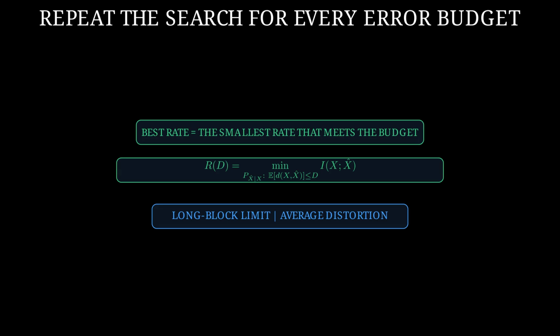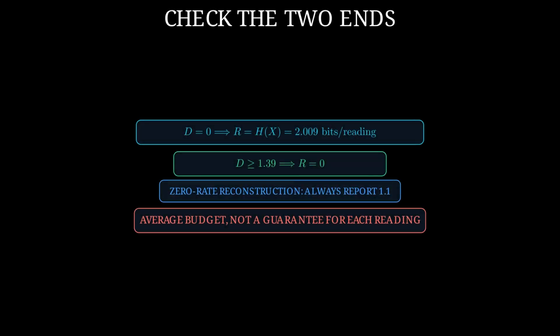Its compact notation appears on screen. In the long block limit, it is the least rate compatible with the chosen average error budget. The formula states the same search by minimizing the mutual information over every allowed reconstruction rule. The endpoints make the meaning concrete. With squared error, zero distortion forces an exact reconstruction. The required rate is then the source entropy, about 2.009 bits per reading. If the allowed average distortion reaches 1.39, the receiver may always use the constant 1.1, so zero transmitted rate is available. An average budget does not protect every individual reading from a larger error.